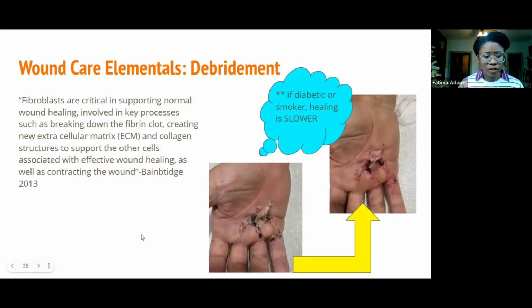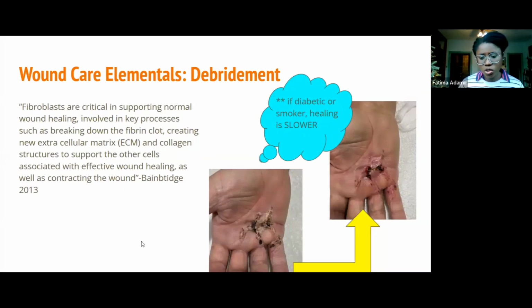Let me see if I can move this so you can see. Yeah, so he had a bunch of dead tissue all through there, okay? And so I knew that in order for these parts of the wound to heal, I didn't touch these actually. All I did was remove the dead tissue on top so that these could heal properly, right?